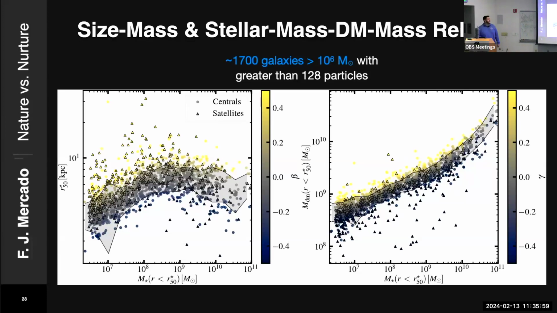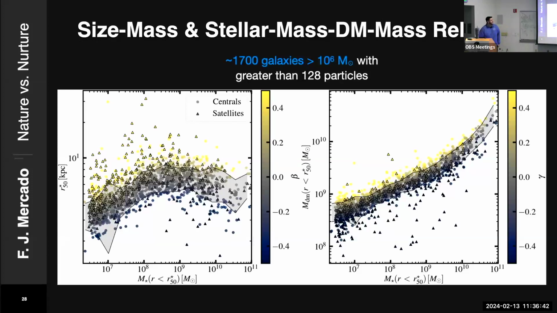The relations I want to look at here are the size-mass relation and the relationship between the dark matter mass and the stellar mass. These masses are within the stellar half-mass radius of these galaxies. In triangles, you'll see the satellites in FIREbox, and the circles show the centrals. I've color-coded all of these points with two different parameters. On the left-hand side, it's color-coded by this parameter called beta, which is just the log distance from the running average for the centrals.